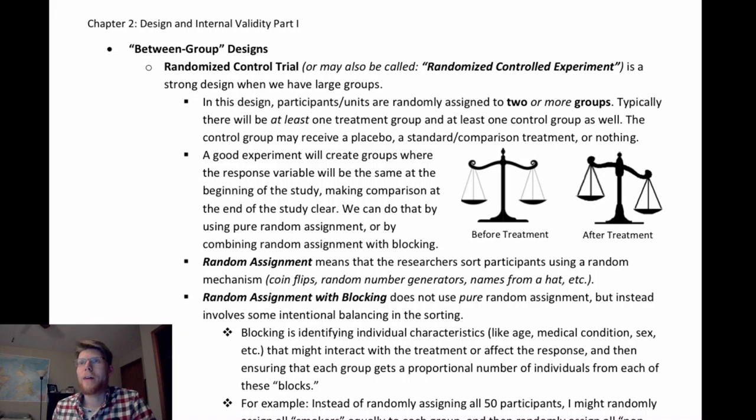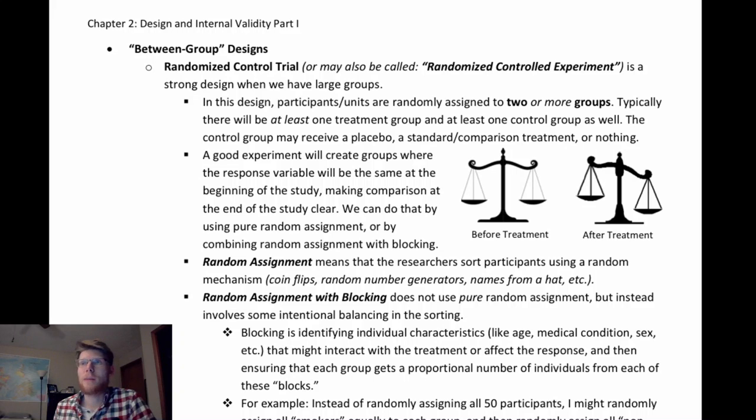So we're going to have at least two, if not more groups. There's going to be at least one treatment group, and there's probably going to be a control group. That control group might just be the standard treatment, like something that we already understand and know how it works. It could be a placebo group. It could be a group that has no intervention at all, but something for comparison. And so random assignment is going to be involved in a randomized control trial.